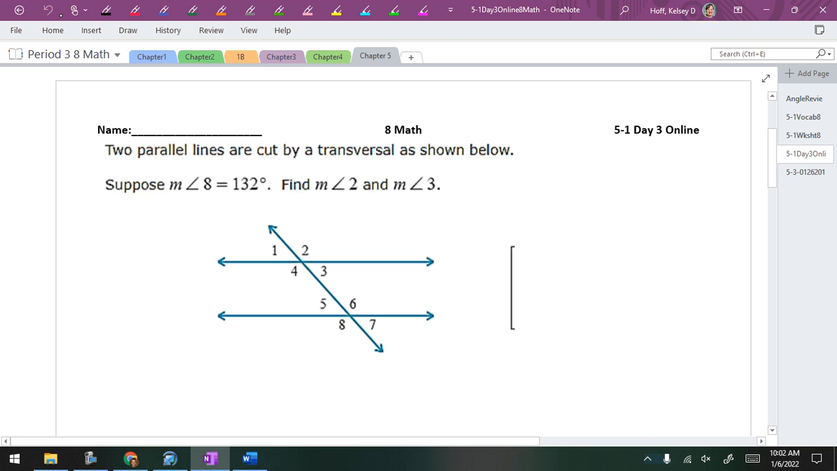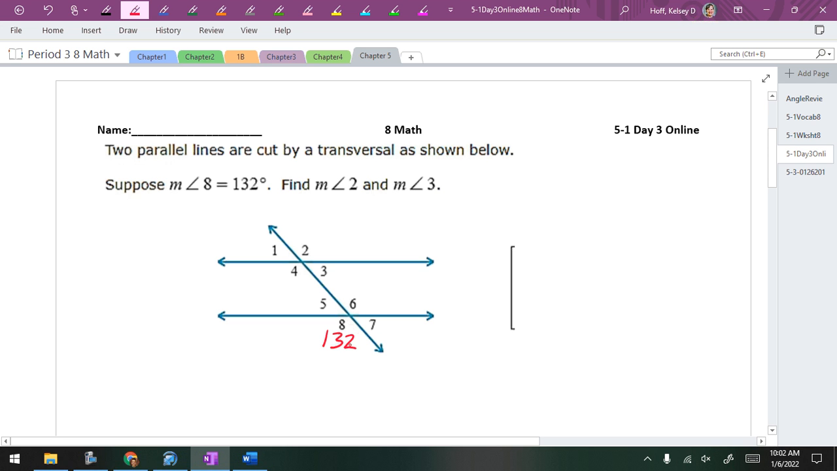degrees. Okay? So in this diagram, we have two parallel lines cut by a transversal. Remember, a transversal is just a line that slashes the other two. And it says, suppose the measure of angle 8 is 132. Find the measure of angle 2 and 3. This is just like yesterday. Okay? So all of us go to angle 8 and write in 132. So we remember angle 8 is 132 degrees.